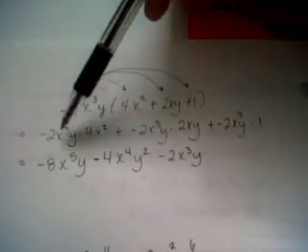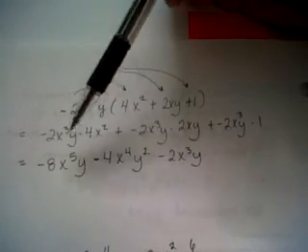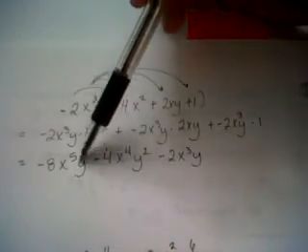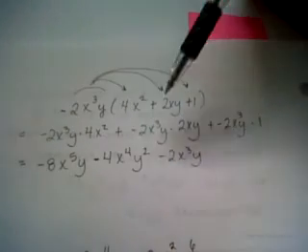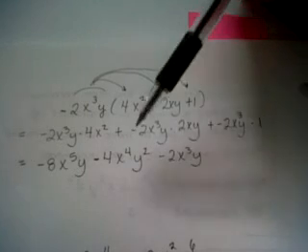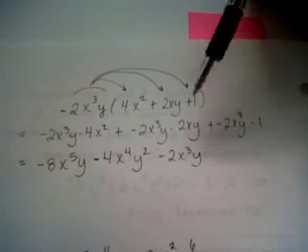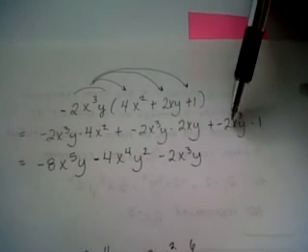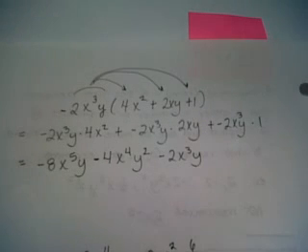And when I do that, negative 2 times 4 gives me negative 8. X cubed times x squared, I'm going to add the exponents so I get x to the 5th. Y, there isn't another y here, so it just stays as y. Here, negative 2 times 2 gives me negative 4. X cubed times x gives me x to the 4th, because this is like saying x to the 1st, and I add the exponents. Y times y gives me y squared. Then I have negative 2x cubed y times 1. That just gives me negative 2x cubed y.